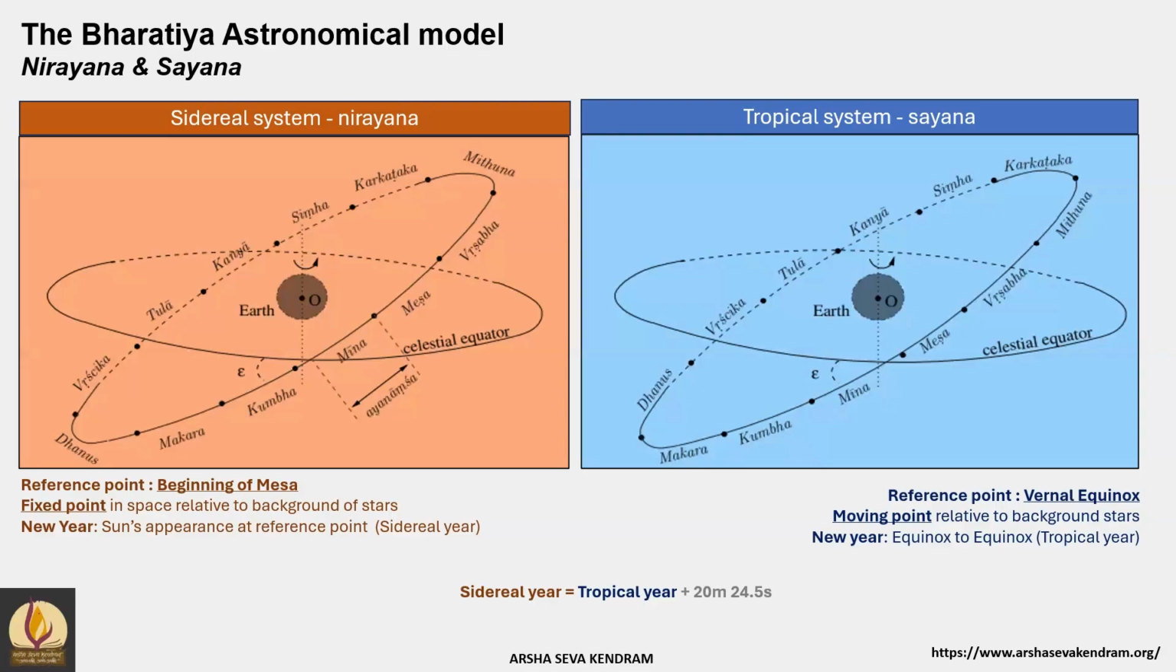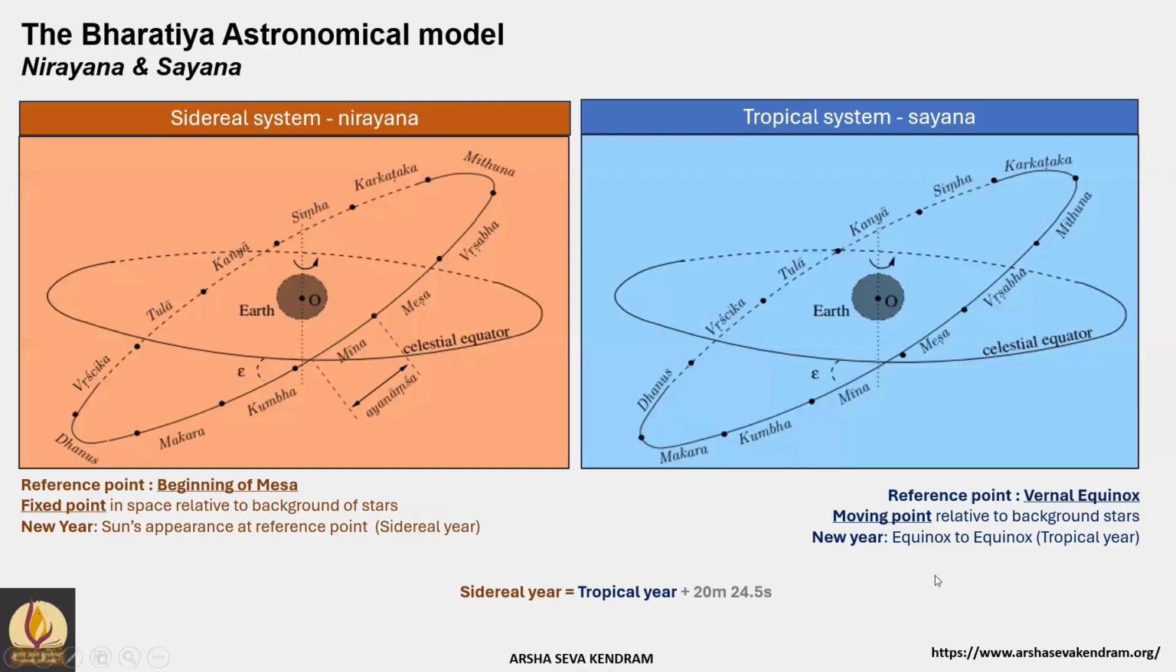Of course, again with the precision that will also keep changing over the years, right? But today it is celebrated as April 14th. Whereas in the case of the tropical system, the reference point is the vernal equinox, right? Now the vernal equinox, because of precession, keeps moving, and the new year is calculated from equinox to equinox, not from sun in the backdrop of Mesha this year to sun in the backdrop of Mesha next year, whereas it is from this year's vernal equinox to next year's vernal equinox.